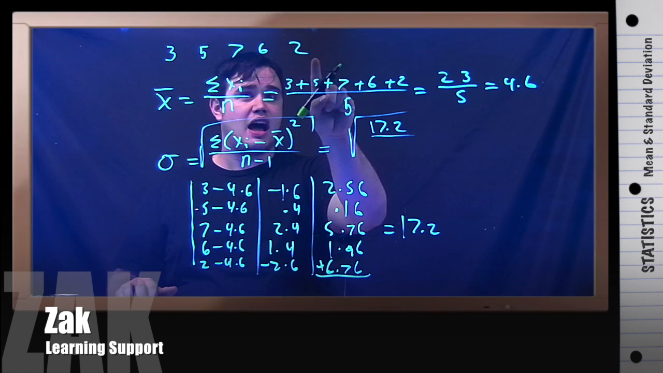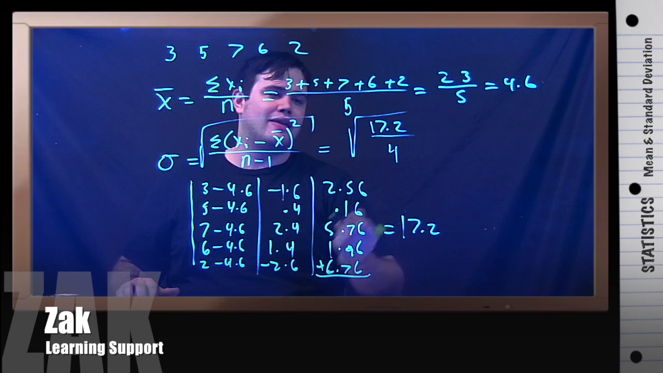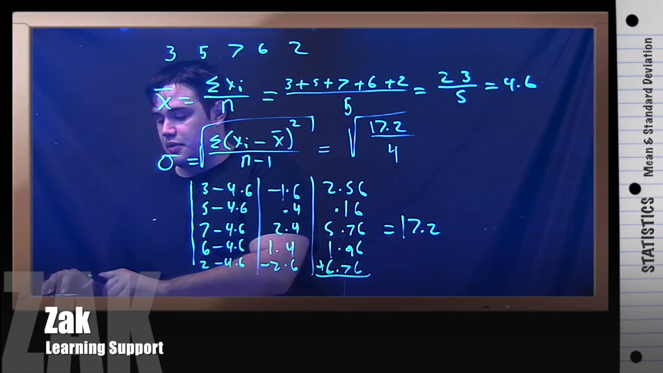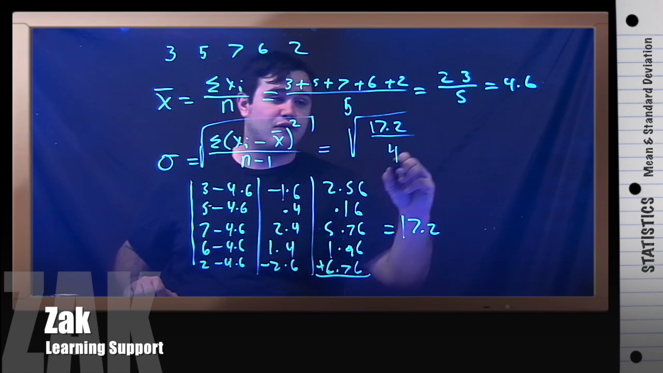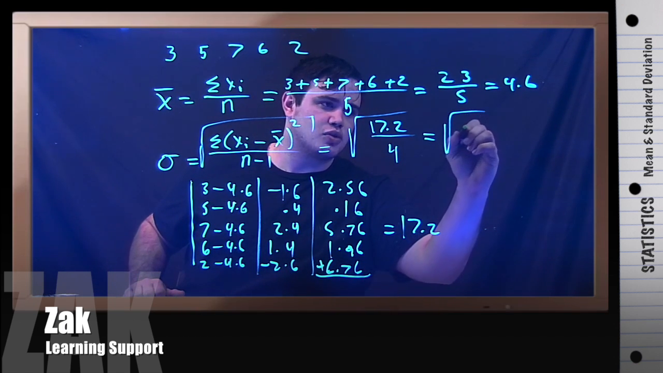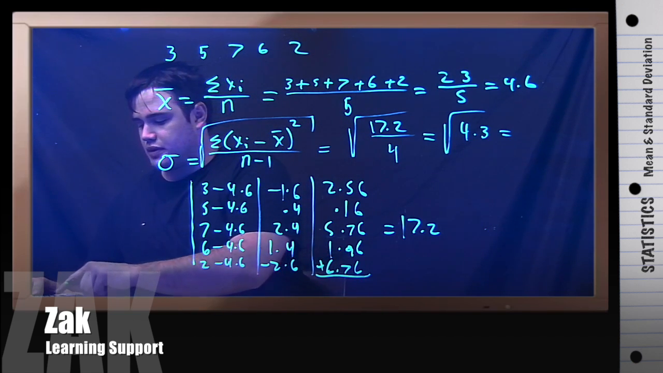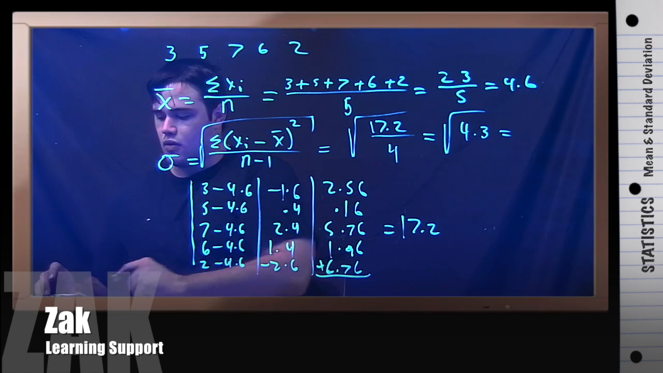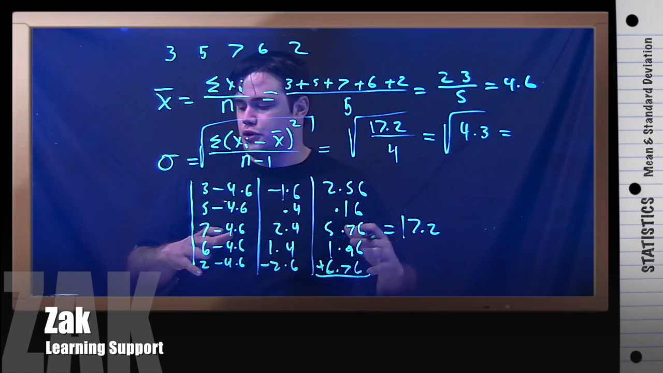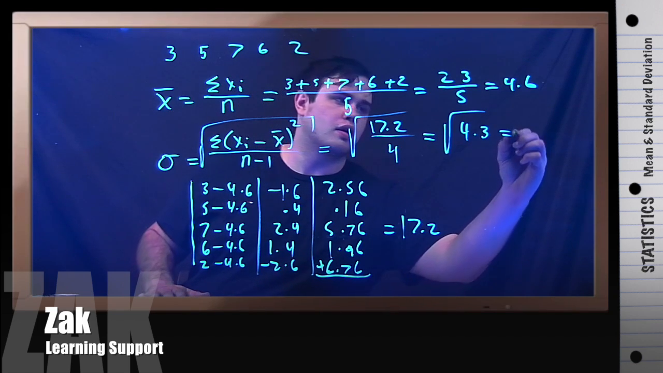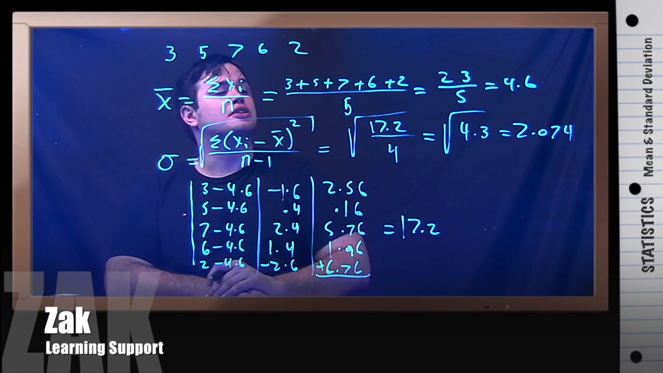We have 5 data points up here. So n minus 1 becomes 4, and then all of that in the square root. So we have 17.2 divided by 4, which makes that 4.3. So we have the square root of 4.3, and then of course the square root of 4.3 is the final step, which gives us a big long number that I'm going to round off. That's 2.074. So 2.074 is our standard deviation.